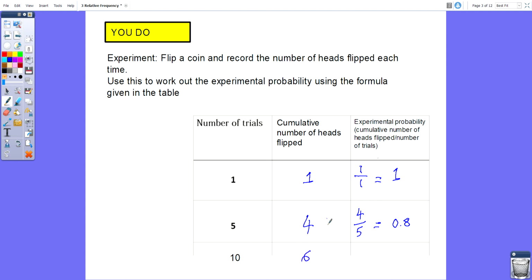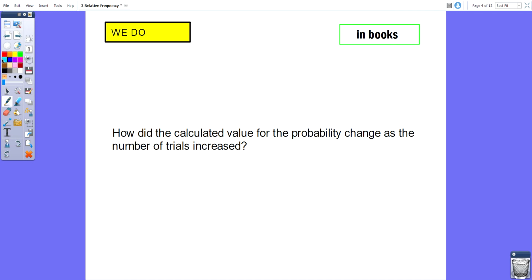Let's say now that I flip it again, and out of 10 trials I get 6 heads. I have a new experimental probability of 6 over 10, which is 0.6. So I now have a probability that is getting closer to my actual probability that I would expect. So the question is, how did the calculated value of the probability change as the number of trials increased?